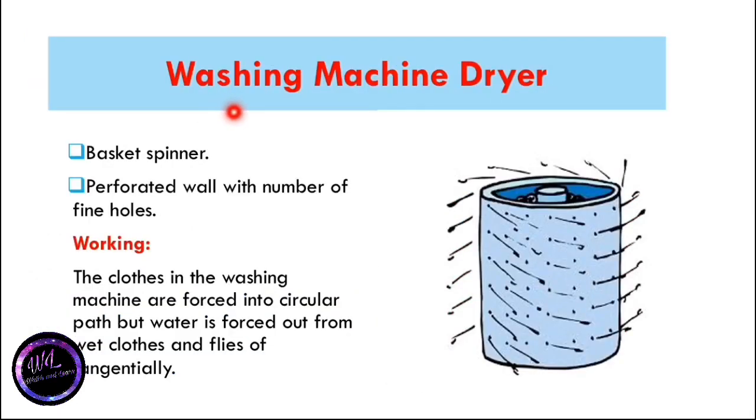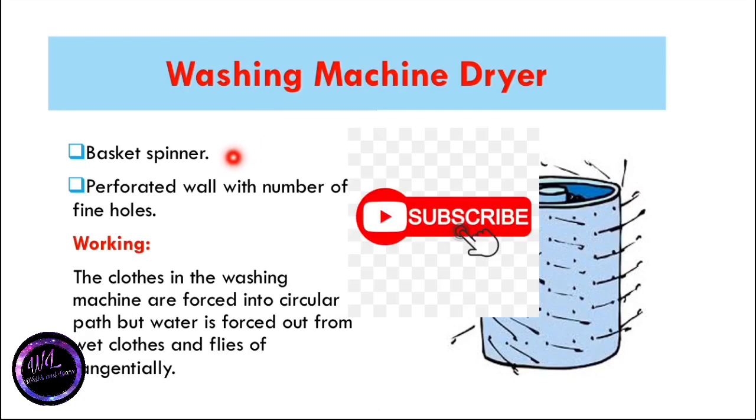Second example we have is washing machine dryer. Do we have washing machine dryer in our home? Yes, we do have washing machine dryers in our home. Why do we use washing machine dryer? We use washing machine dryer to dry the clothes. Let's see the construction of washing machine dryer.